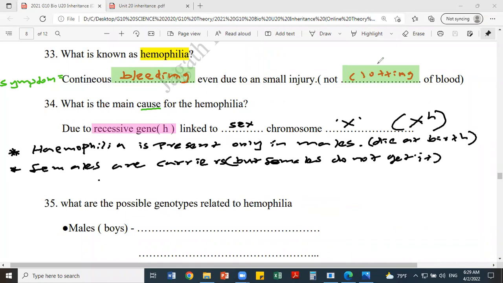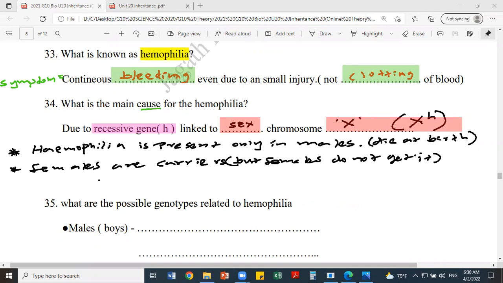It's very important due to the recessive gene linked on the sex chromosome X. That's why we call it a sex-linked recessive gene. The recessive gene is simple h, and it is linked on the sex chromosome X.